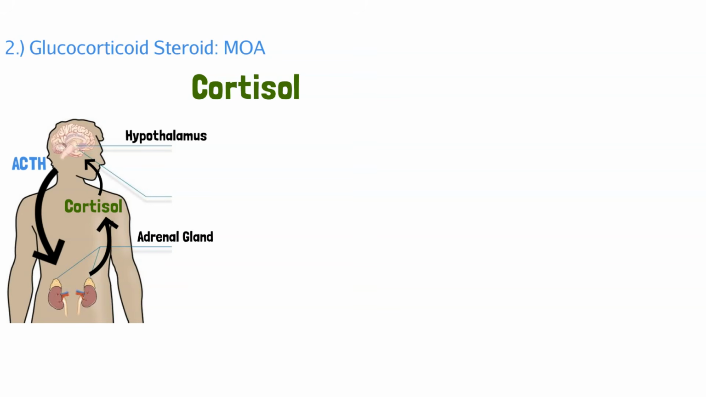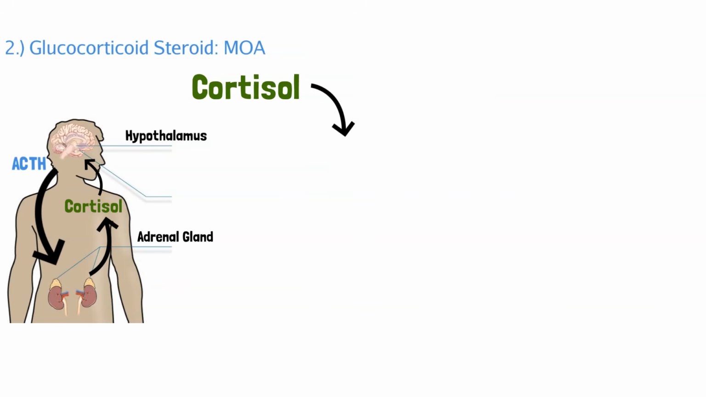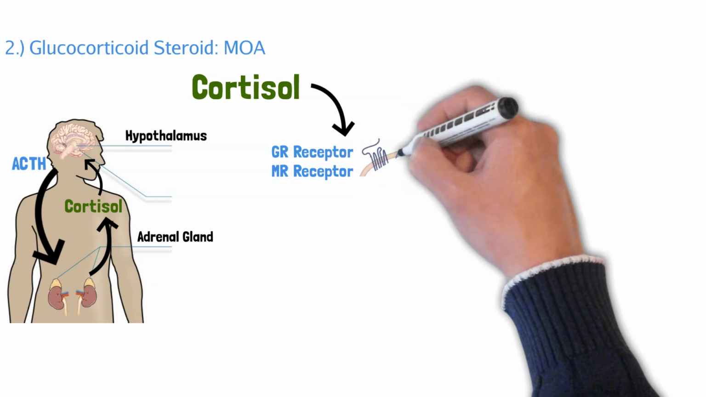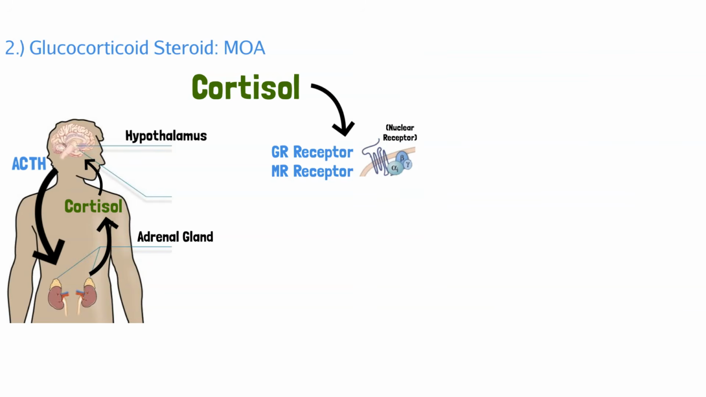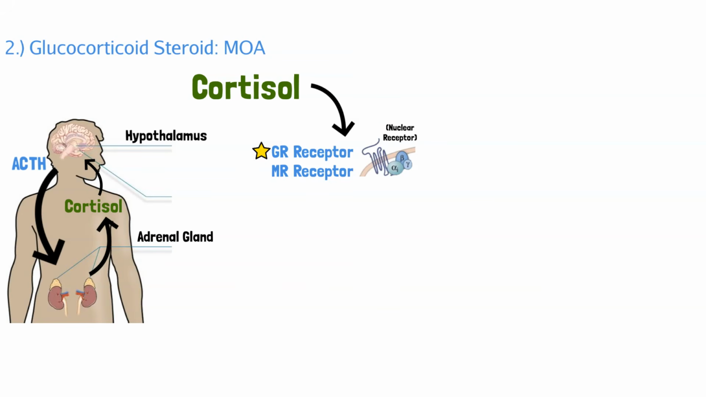So this is a natural negative feedback loop. All you really need to know is that your hypothalamus is telling your adrenal glands to release cortisol in certain stressful situations. So now we have cortisol in our body. But how does cortisol actually affect our body? Well, when you have this cortisol release, it attaches to two receptors, the glucocorticoid receptor or the mineralocorticoid receptor. And we'll be focusing on, yeah, you guessed it, the glucocorticoid receptor.